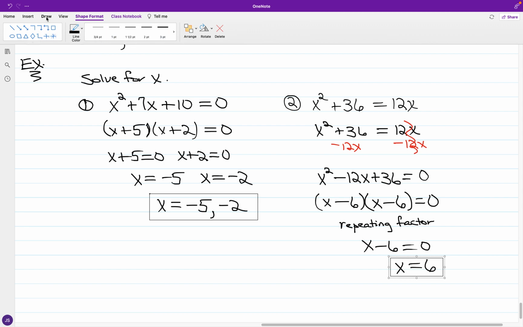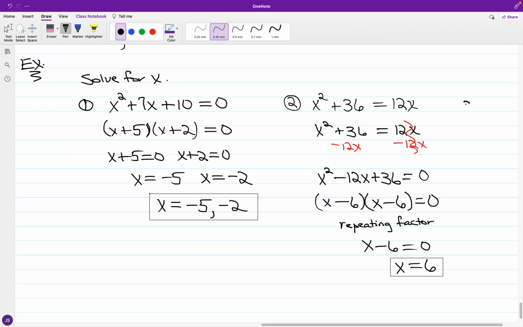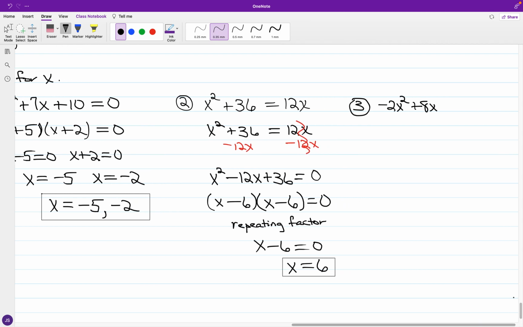Now let's say you have a little bit of a different case, still working with a quadratic, and let's say you have a coefficient in front of the x squared. Let's say you have -2x squared plus 8x plus 64 is equal to 0.